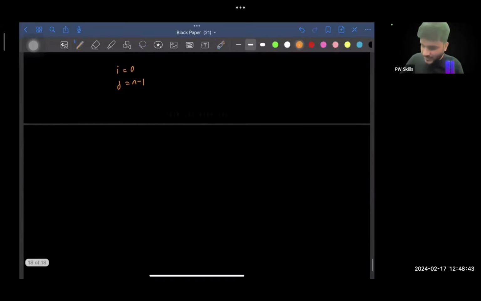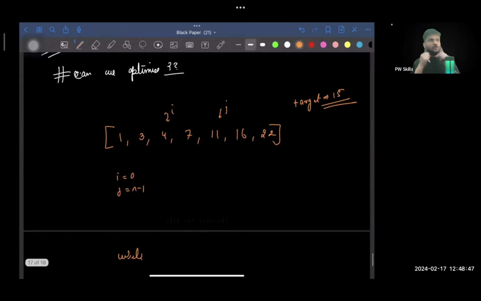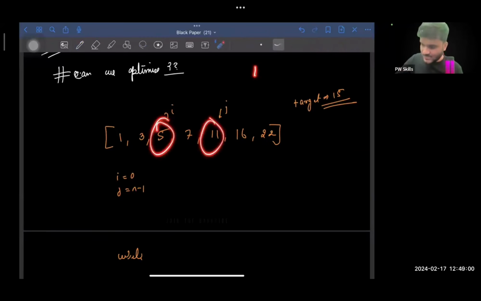So what we will say is, we'll say while, and we should do it again till the point both of them don't cross each other, right? For example, let's say we didn't have 4 here, we had a 5 here. So when I came up here, 11 plus 5 is what? 16. 16 is greater than 15.